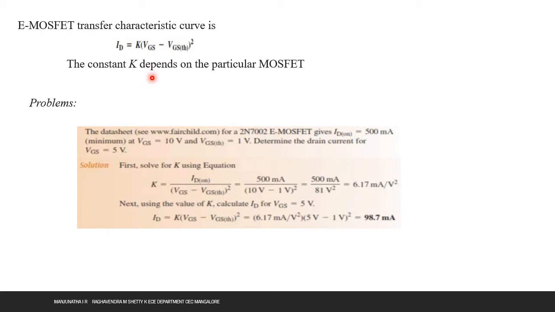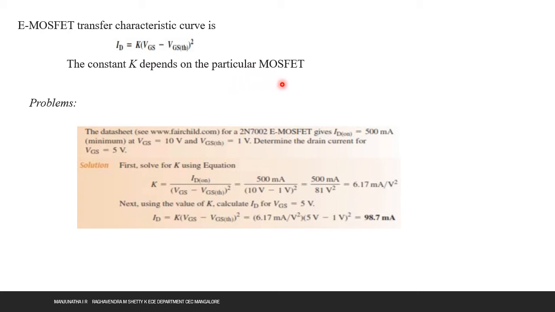When we want to find out the ID for a particular value of VGS above the threshold value VGS threshold, we can make use of this mathematical equation: ID equals K times (VGS minus VGS threshold) whole squared. The constant K depends on the particular MOSFET. Each MOSFET gives a different value of K.